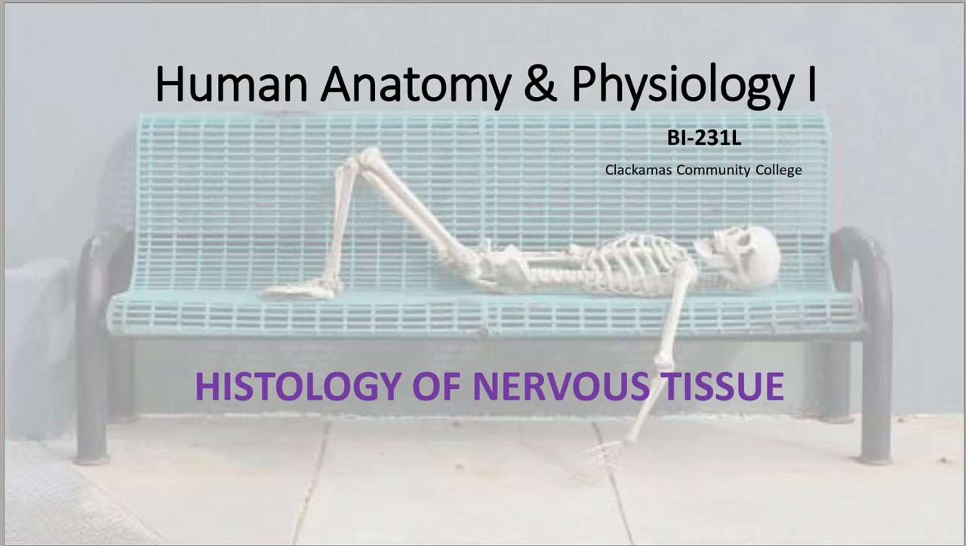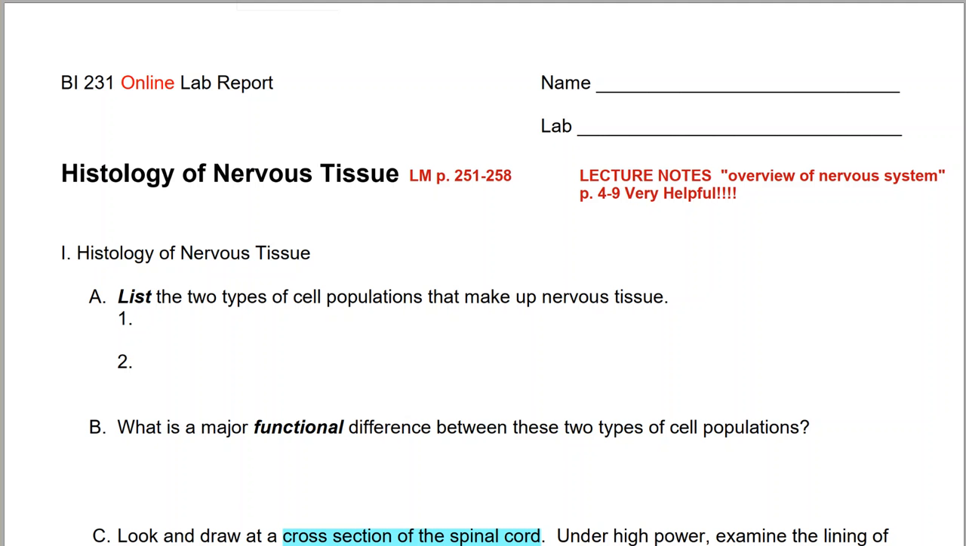Today we are going to talk about the histology of nervous tissue, which in your book is exercise 15. So here we are at your lab report. I just want to start you out and note a couple pages. Your lab report, exercise 15, runs from page 251 to page 258 in your lab manual. And also, your lecture notes for this section will be very helpful. Your overview of the nervous system lecture notes, pages 4 to 9, are very helpful for this lab.